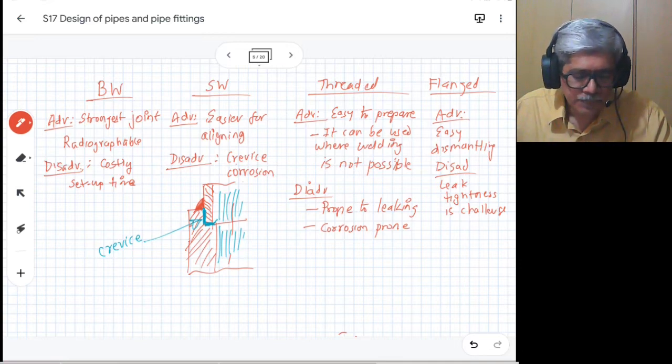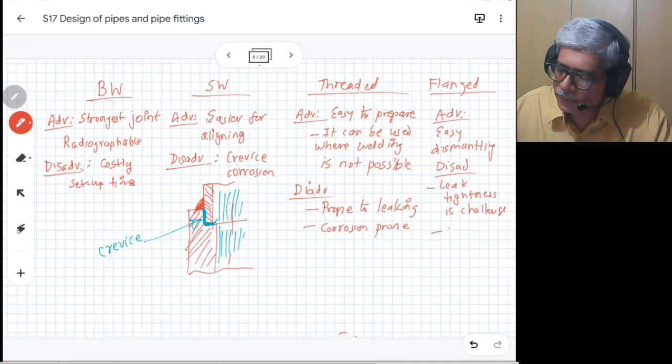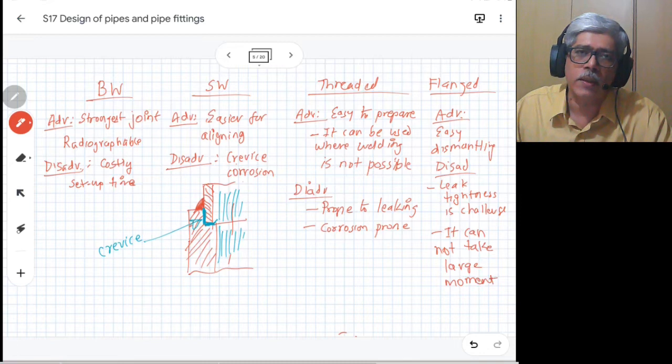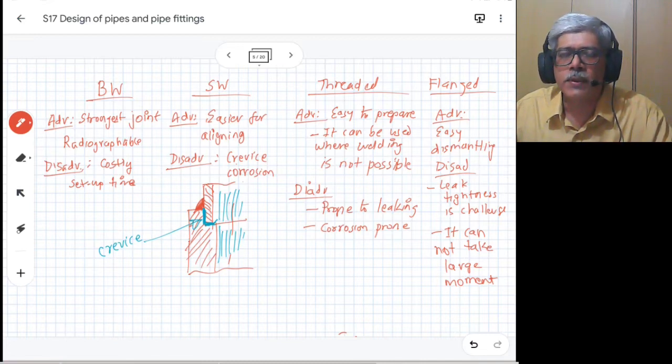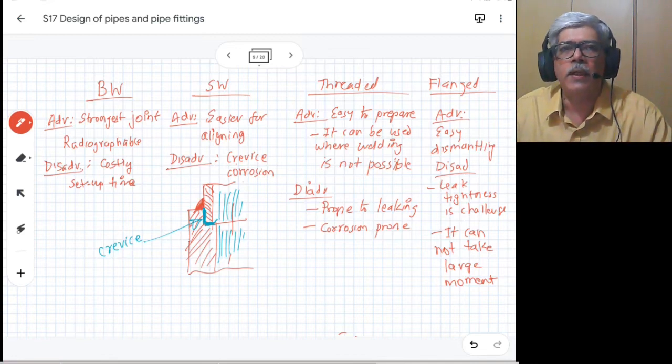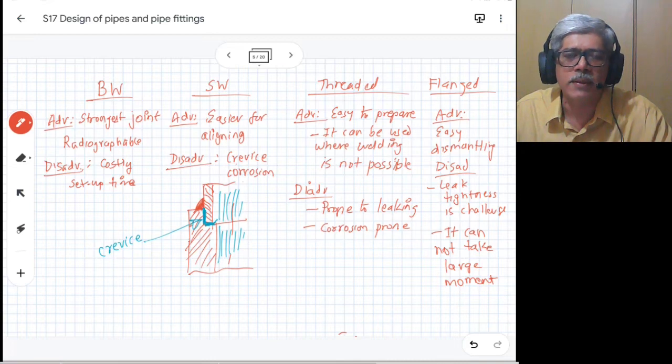And it cannot take large rotations or large movements. So if you have, at the joint location, a large bending moment coming, then usage of flange joint is not advisable. It will start leaking at some time or other. So that is the reason. These are the four joint types which are used in a piping system, and their choice by the designer is done on the basis of the advantages and disadvantages which I have discussed in this particular slide.